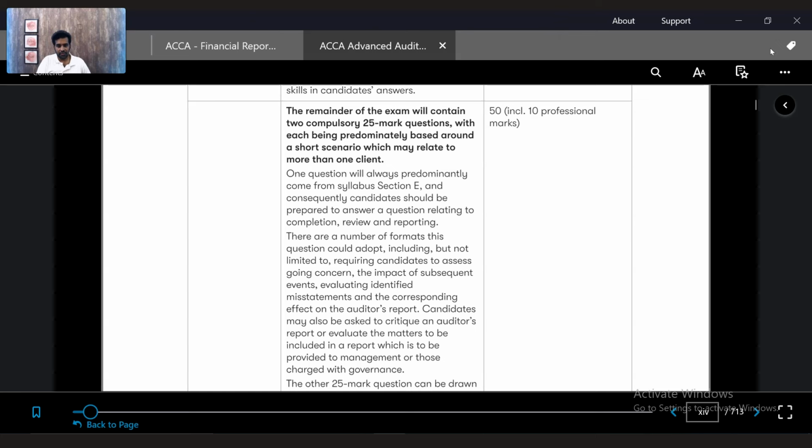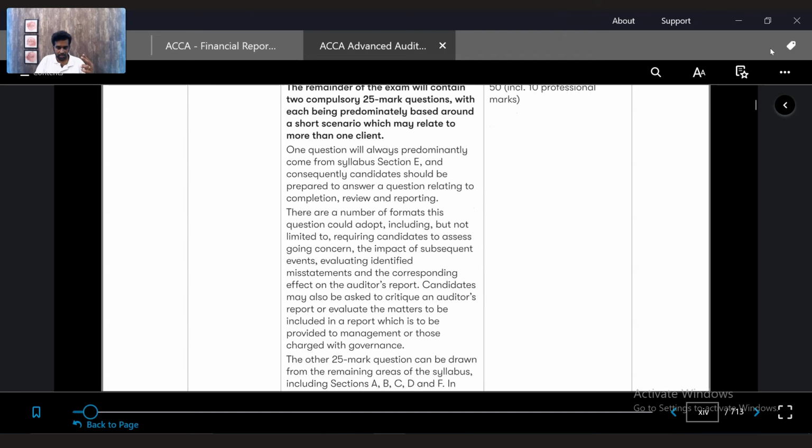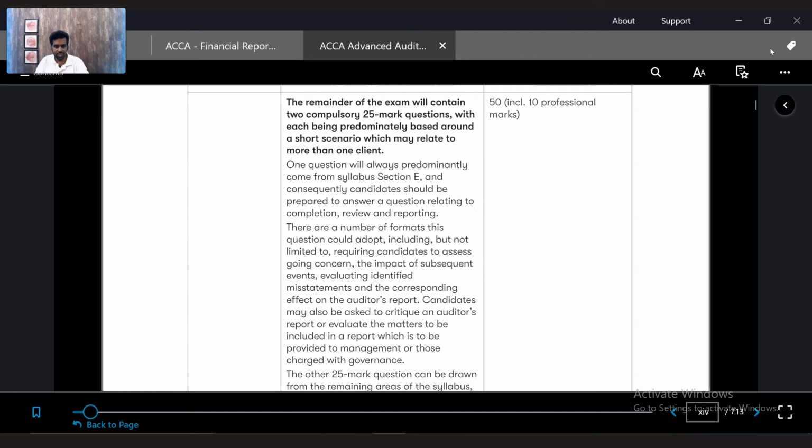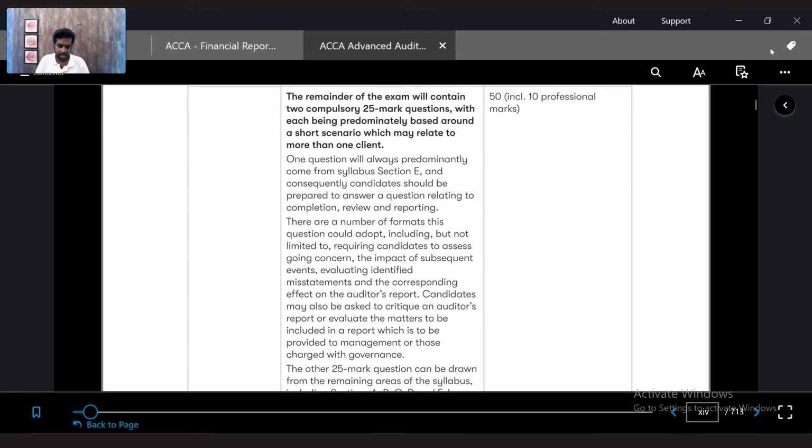The second section of the questions consists of 2 questions of 25 marks each. So total 3 questions: Question 1, 50 marks; Question 2, 25 marks; Question 3, 25 marks. 100 marks. So section B is 2 compulsory questions with 25 marks each, which will be predominantly from other parts of the syllabus, and these are short scenarios. It's not going to be a lengthy case study.